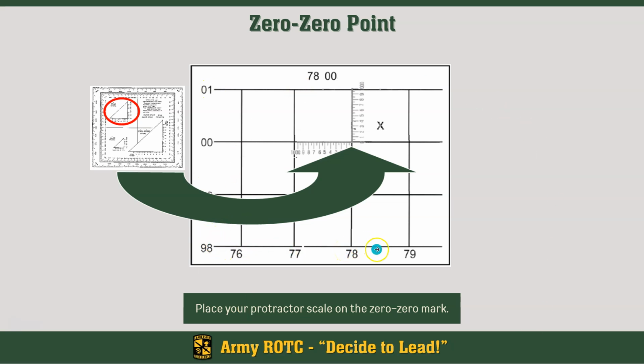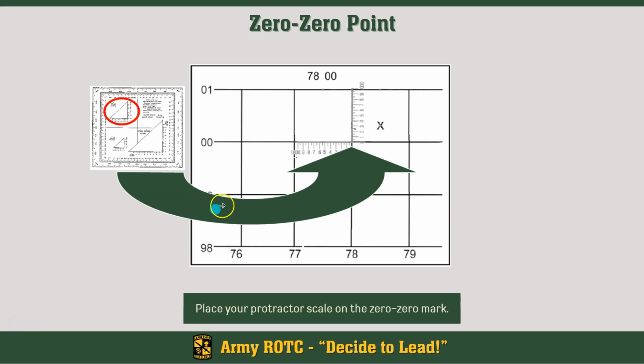Okay, we know we're to the right of the 78. And then 0, 0, you're going to find that line, and we know we're at the box above the 0, 0. So this right here is box 7800. Now as another example here, this box would be 7699.